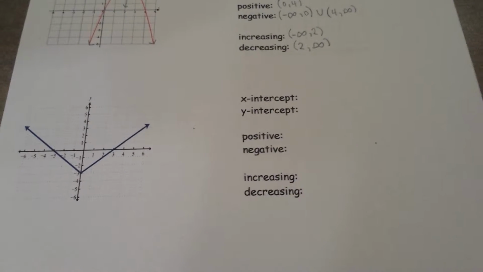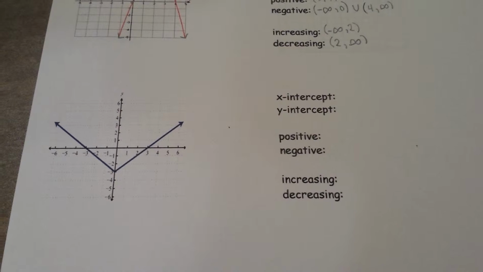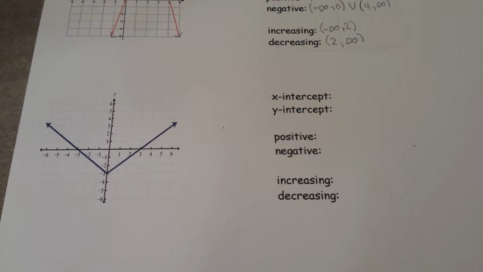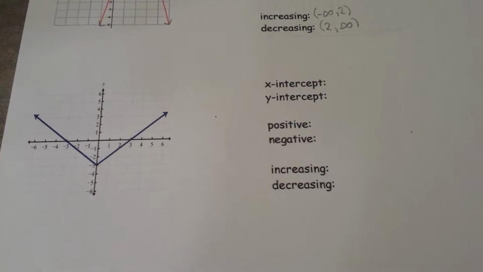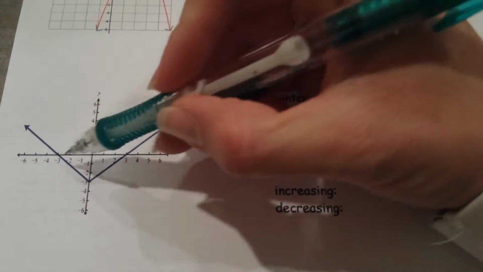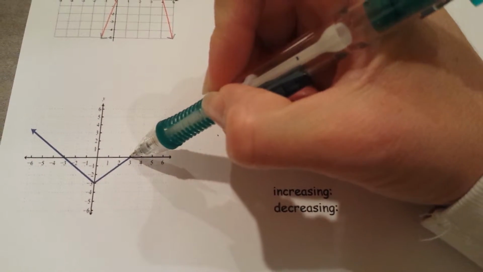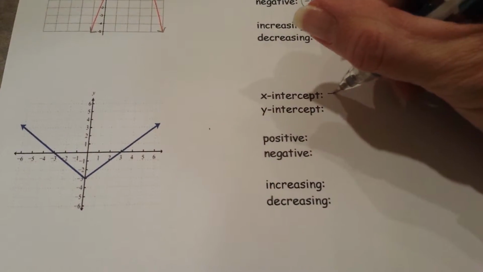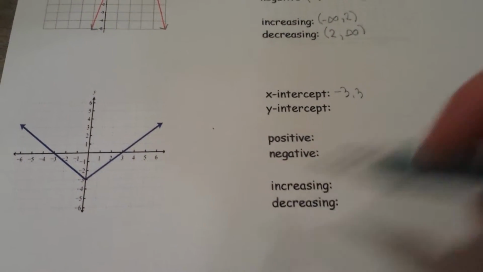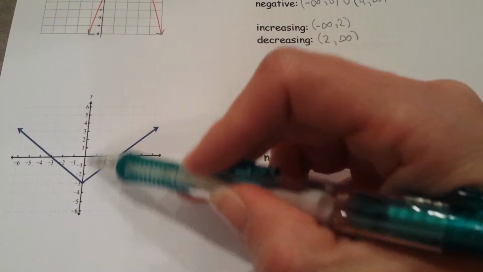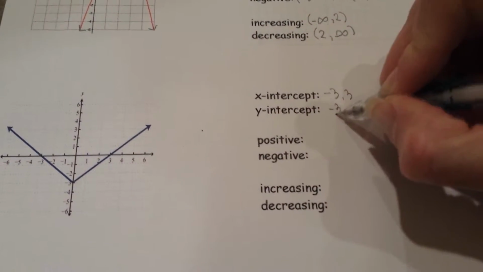Okay, let's look at our last example on this one. You guys will see this graph. It looks like a V. All right, so let's look at where our x-intercepts and our y-intercepts are. Our x-intercepts, it looks like it's crossing the x-axis at, do you guys see that this is -3 and this one is +3? So our x-intercepts are -3 and +3. And my y-intercept, where does it cross my y-axis? It looks like it's crossing my y-axis at -3.